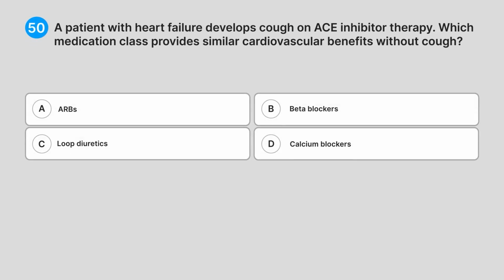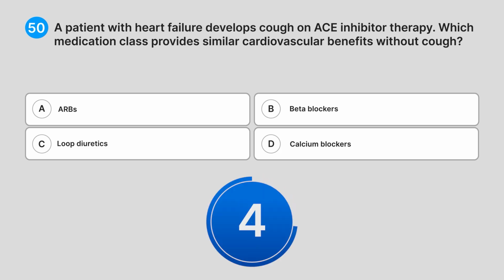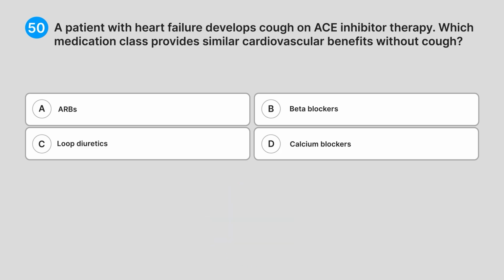50. A patient with heart failure develops cough on ACE inhibitor therapy. Which medication class provides similar cardiovascular benefits without cough? A. ARBs, B. Beta blockers, C. Loop diuretics, D. Calcium blockers. Do you know the answer? Correct answer, A. ARBs.